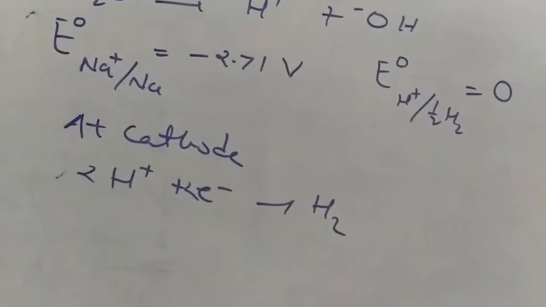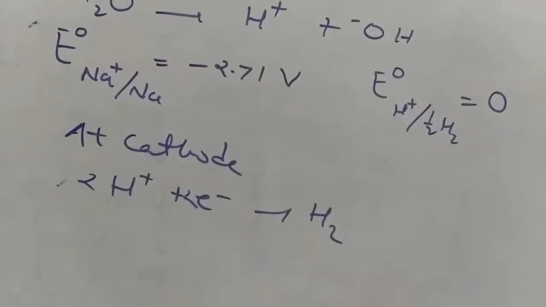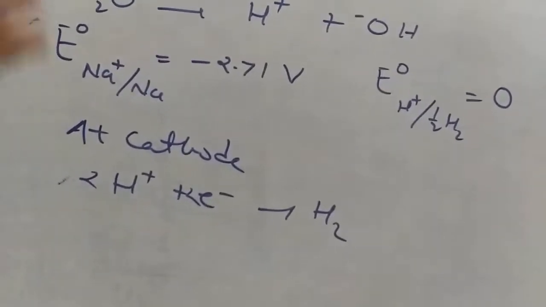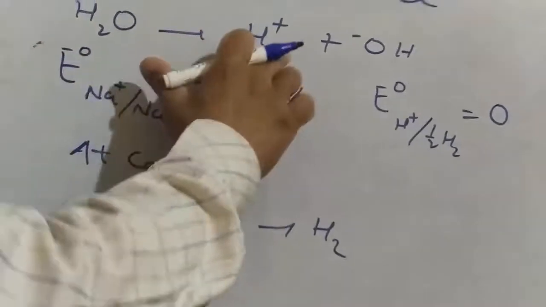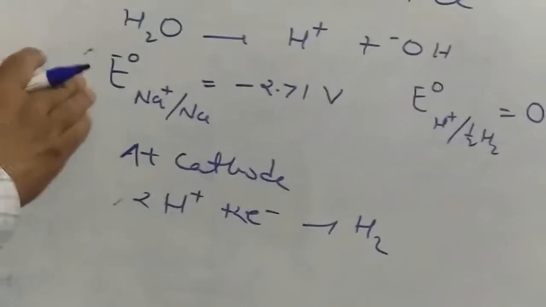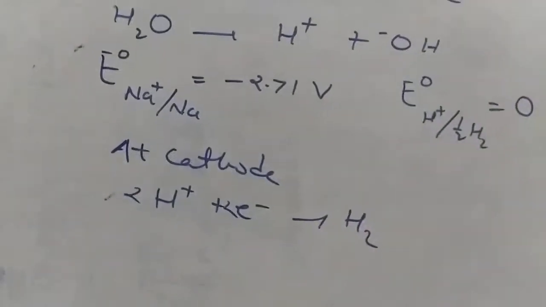That's why we have a question. Alkali metals and alkaline earth metals cannot be obtained by electrolyzing their aqueous solutions, because in aqueous solution H plus ions are present and the reduction potential of H plus is greater than any alkali metal or any alkaline earth metal. That's why hydrogen will be preferably reduced.